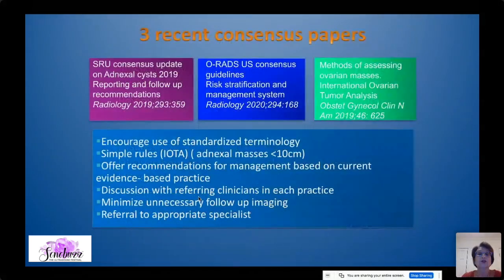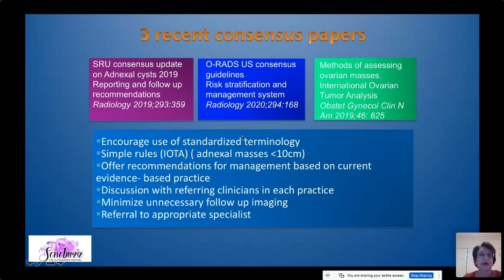So, at least in the US, we tended to be a little bit all over the place, varying among practices in how to approach adnexal masses. And there have been three recent consensus papers that have been helpful in trying to encourage use of standard terminology and use rules to help us guide the masses. And these are the simple rules from IOTA, the International Ovarian Tumor Analysis. The SRU is more focusing on the adnexal cyst in their more recent paper.